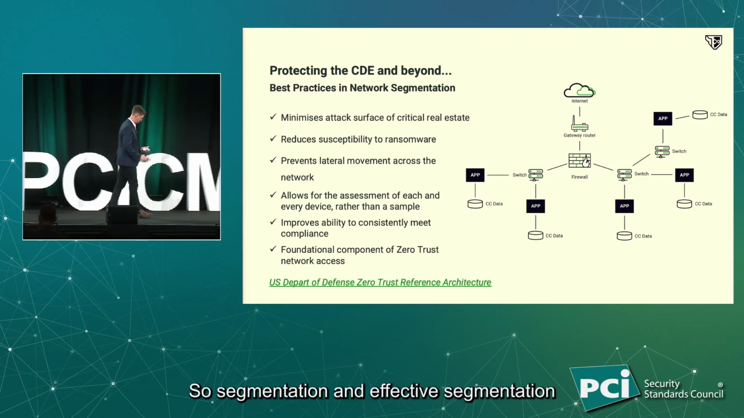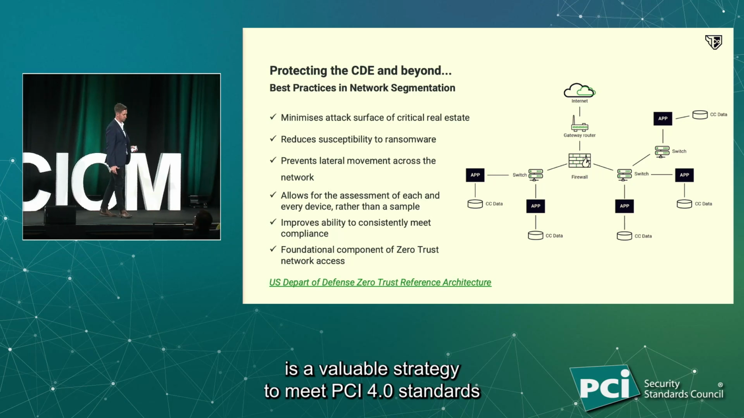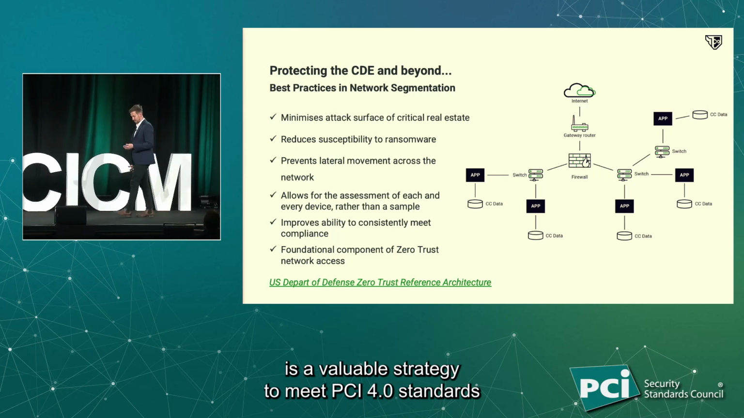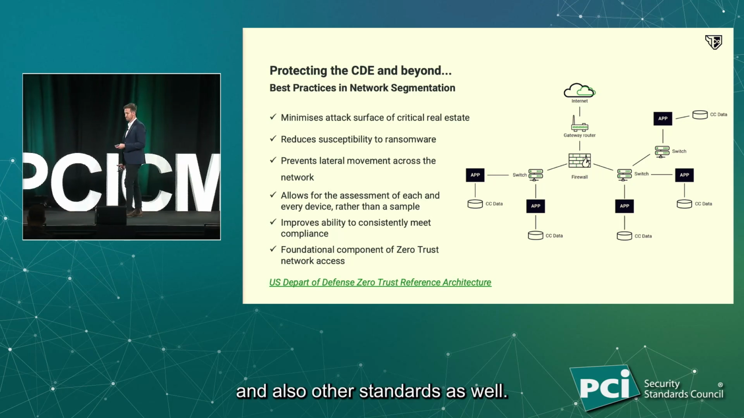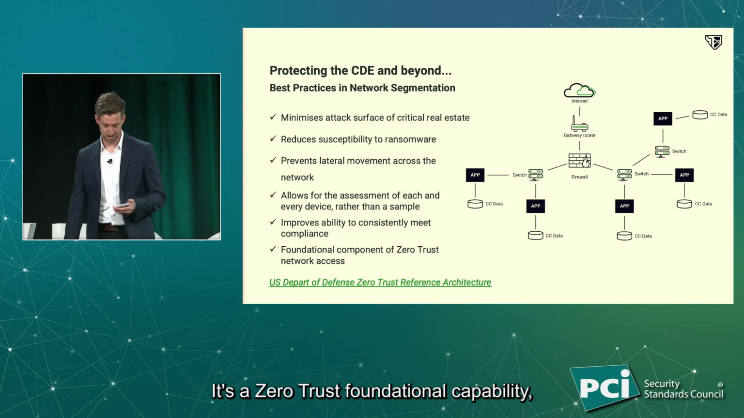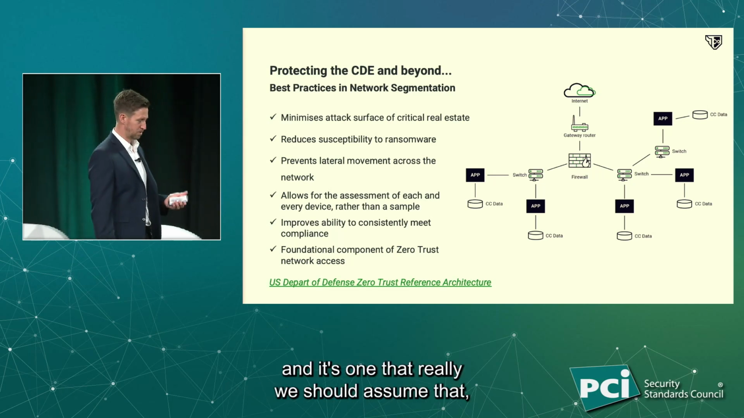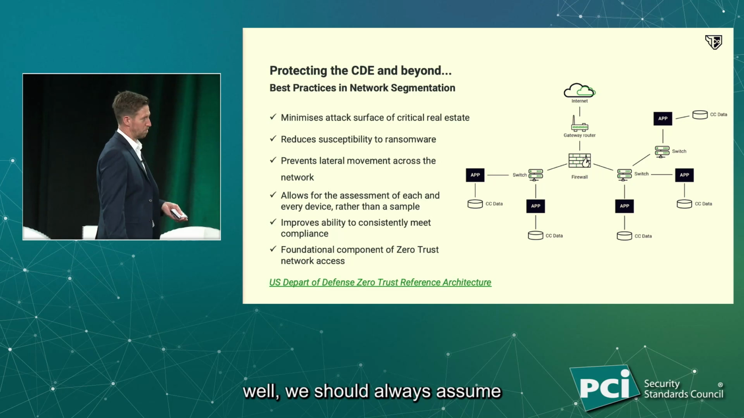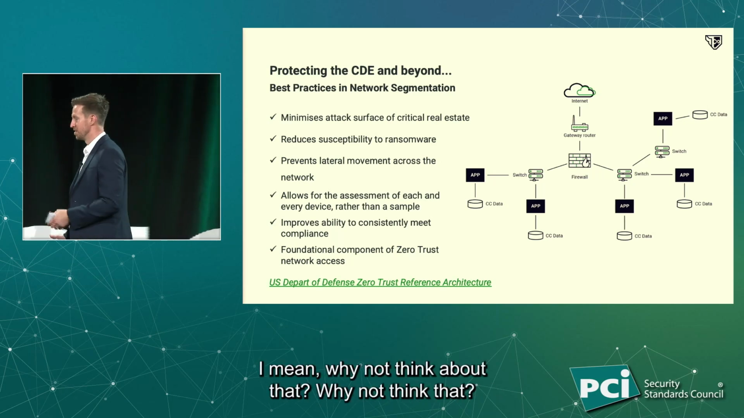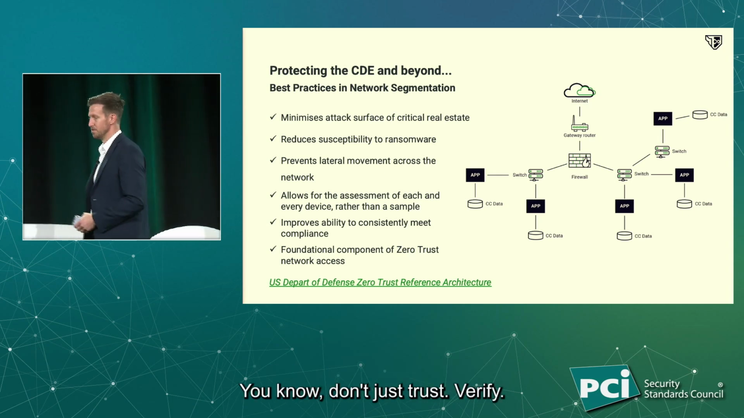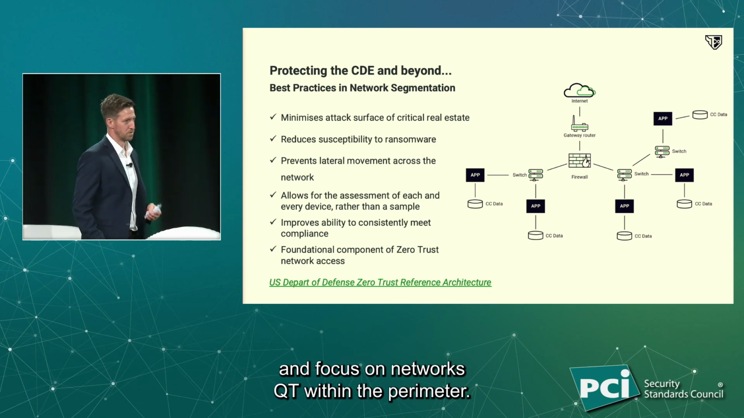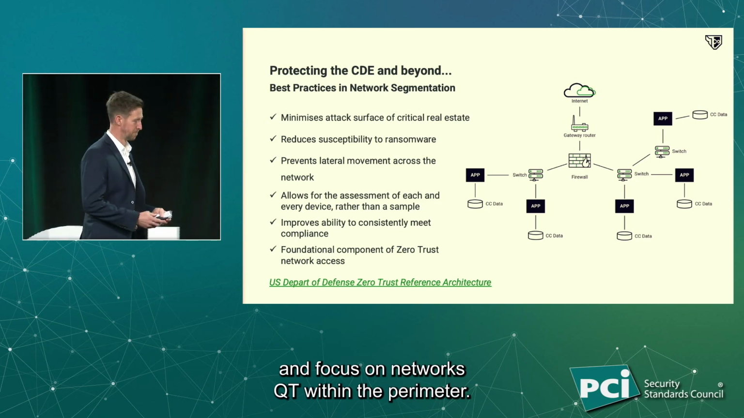So segmentation and effective segmentation is a valuable strategy to meet PCI 4.0 standards and also other standards as well. It's a zero trust foundational capability. And it's one that we should always assume that our perimeter is breached. I mean, why not think about that? Why not think that, don't just trust, verify. Assume that we've been breached and focus on network security within the perimeter.